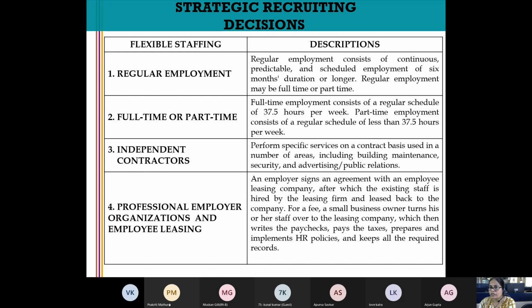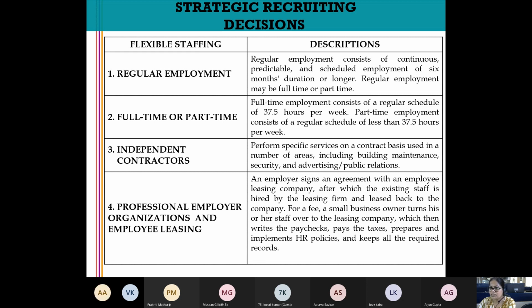Look at that. Whether we are going for a regular appointment, that is continuous employment for either 6 months or longer, full-time or part-time. Full-time is a total employment of a full week, right? Here it has been written 37.5 hours. Similarly, in the Indian scenario, it would be 45 hours per week. It differs for each occupation. If you are appointing part-time people, it would be a regular schedule, but less than 37.5 hours per week. Independent contractors are also there, who perform specific services on a contract basis.